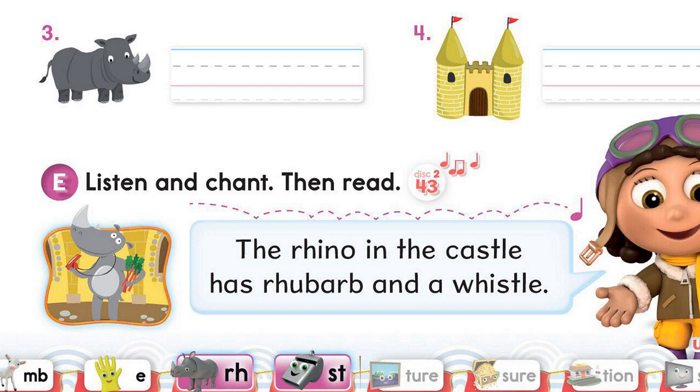The rhino in the castle has rhubarb and a whistle.